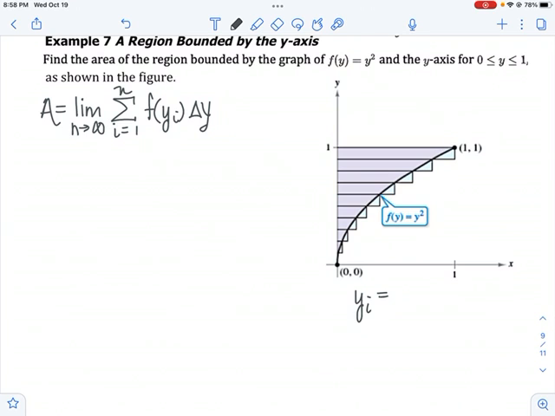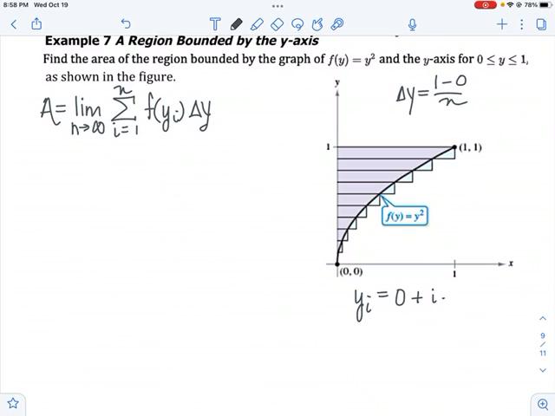So what we're going to do is the same kind of thing here. I'm going to say what y sub i is, and we're going to start at 0, plus i times my delta y. So delta y in this case is going to be 1 minus 0 over n, so it'll be i times 1 over n. Remember, that's a plus i times delta x, so now it's delta y, okay? All right, so we have our expression: y sub i is equal to i over n.